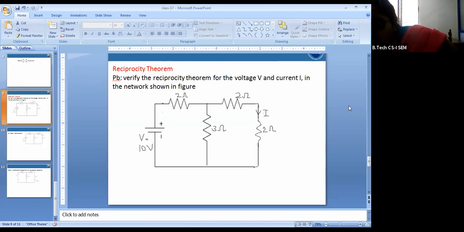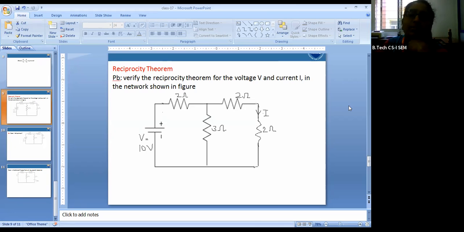They only mentioned verify the reciprocity theorem for the voltage V and current I. That means they have given this is V, this is I. In the network shown in figure.